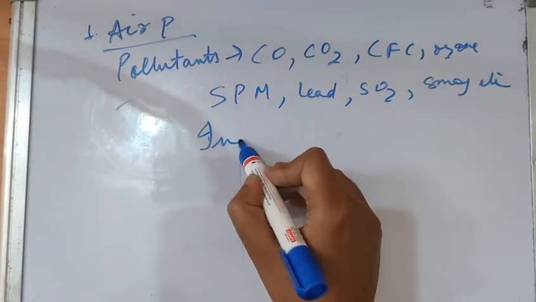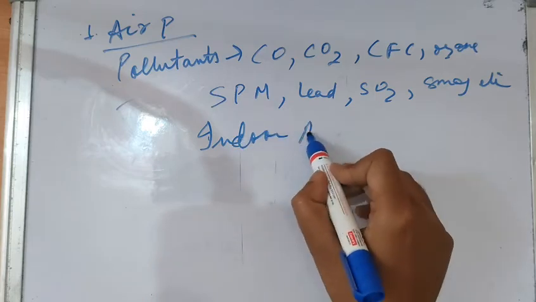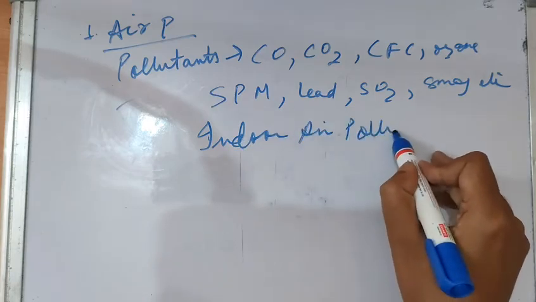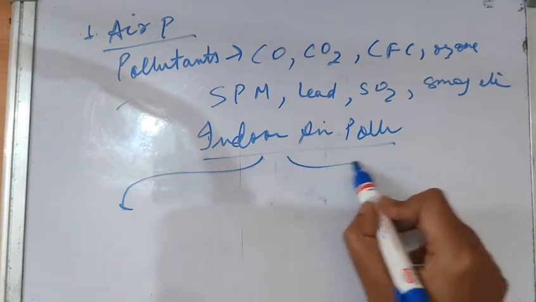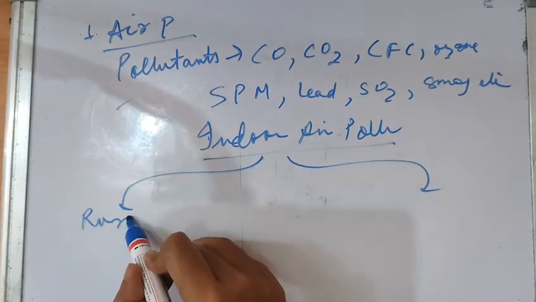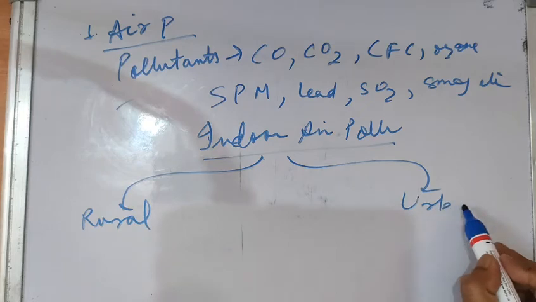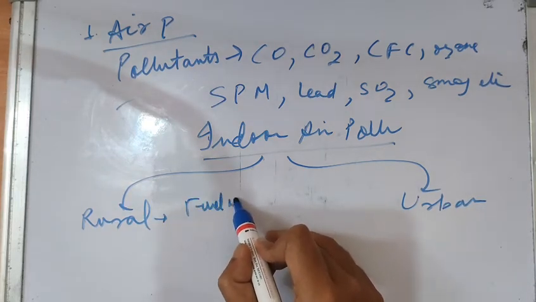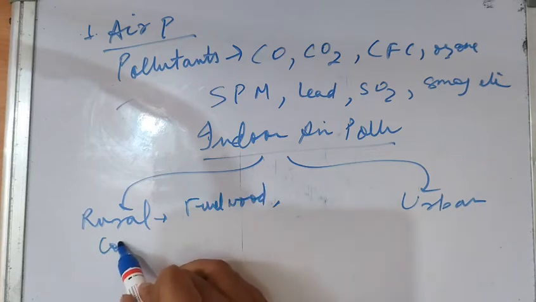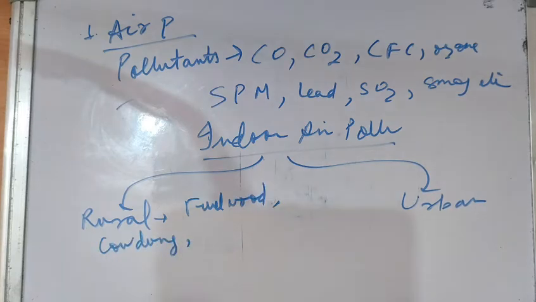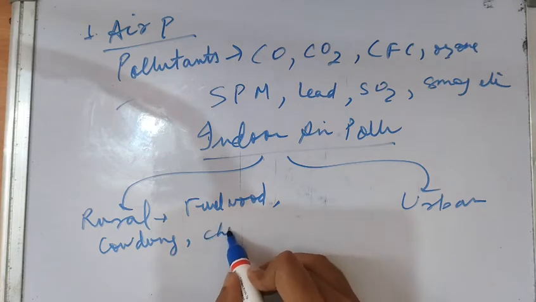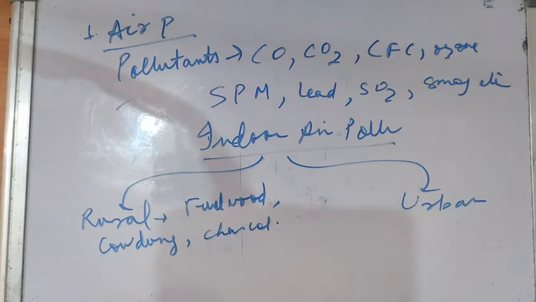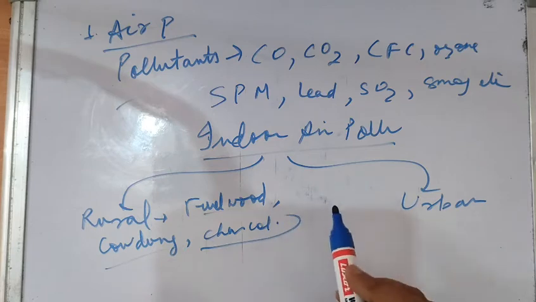And there is one more thing that is highly highlighted: indoor air pollution. What is indoor air pollution? It can be divided into two subheads, that is rural indoor air pollution and urban. In rural, it is caused by burning fuel wood, traditional fuels, also cow dung. If you live in villages, you must have seen the use of cow dung cakes. Use of charcoal, etc. These are the major causes.